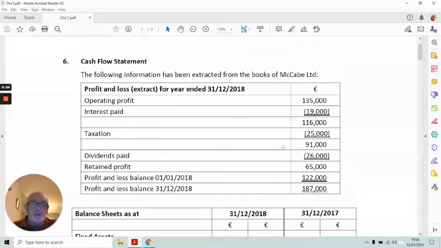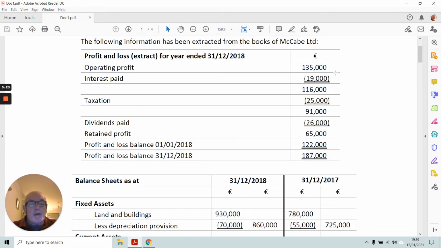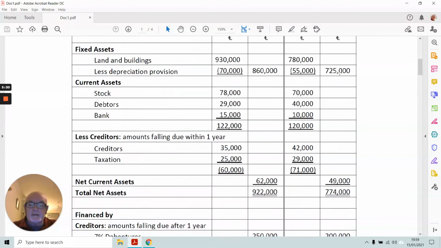Now these cash flow statements, these questions have a common start and a common end. You're always going to start off with the operating profit. McCabe made €135,000 in operating profit, and we must try to work out how can you make €135,000 in operating profit and yet only increase your bank balance, your money, by 5,000.